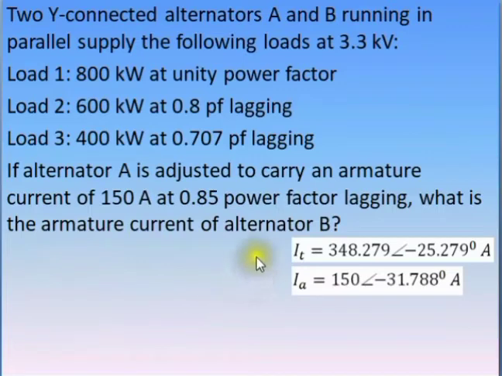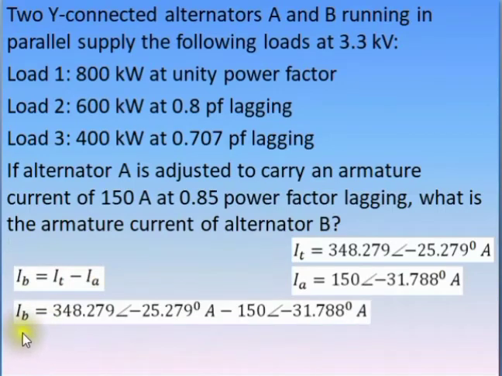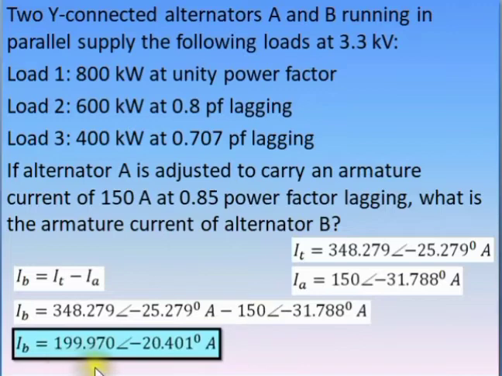Ngayon nakuha na po natin yung values ng I total and IA. I-substitute po natin sa na-derive nating equation kanina dito. We have IB equals 348.279 angle negative 25.279 degrees amperes minus 150 angle negative 31.788 degrees amperes. Sagot po dito ay 199.970 angle negative 20.401 degrees or simply 199.970 which could be rounded off to 200 amperes.